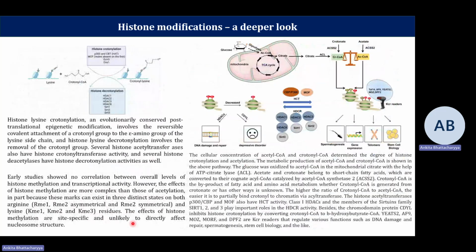So this is one major difference. I don't have a side-by-side comparison of both these types of modifications, but majorly speaking, first of all, one of them is activating, the other is inactivating, or repressive in nature. The second thing is that one of them can exist in symmetrical and asymmetrical states, which is the methylation mark, and it can exist in these states on both lysine and arginine. The effect of histone methylation is also site-specific. It doesn't alter nucleosomal structure, whereas acetylation can actually do so. So majorly these are the key differences.